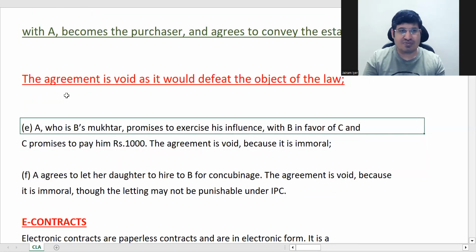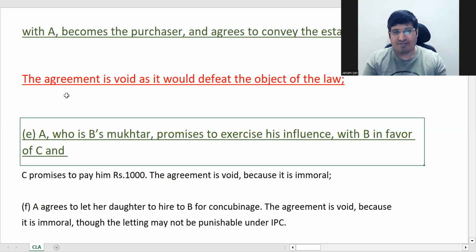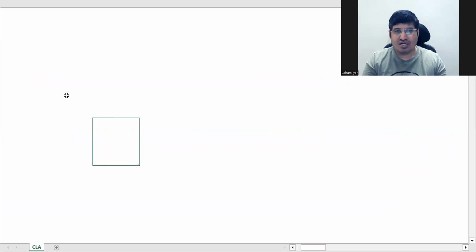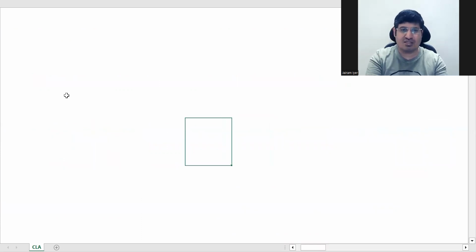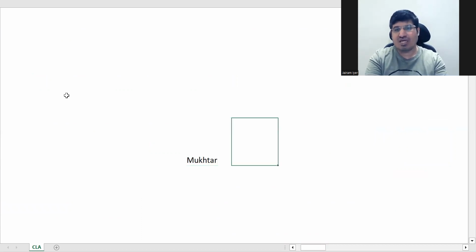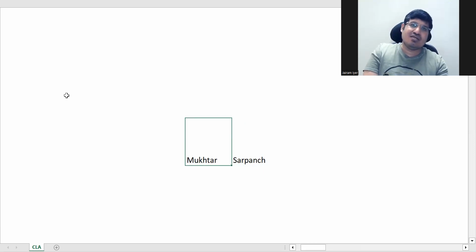Now next is: A, who is B's Mukhtar, promises to exercise his influence with B in favor of C. What is Mukhtar? Anyone knows? Heard about Mukhtar? Mukhtar is like Sarpanch. Sarpanch you would have heard, right? Head of the village. There's another word for that. Mukhtar means the head of the village.